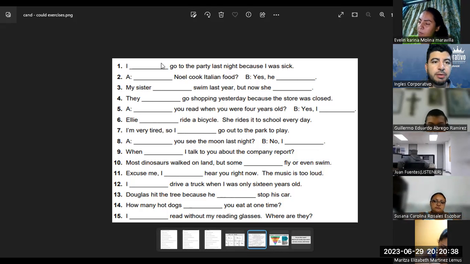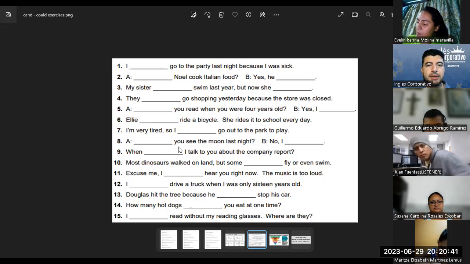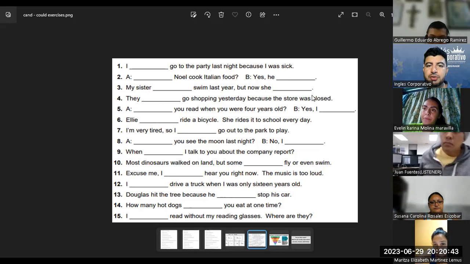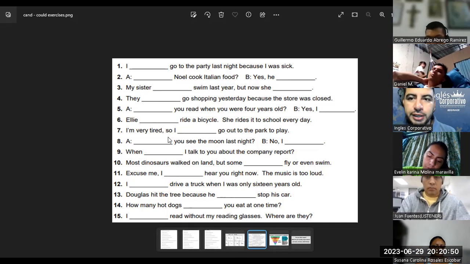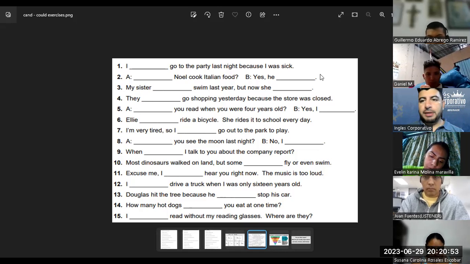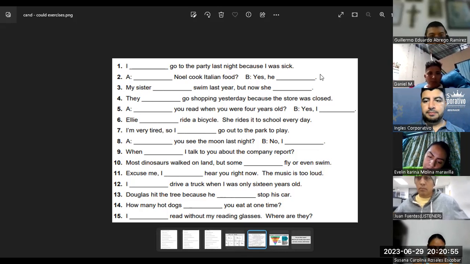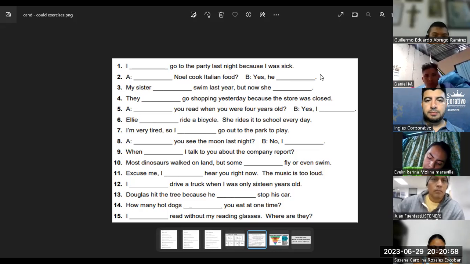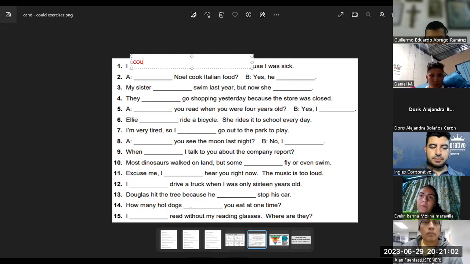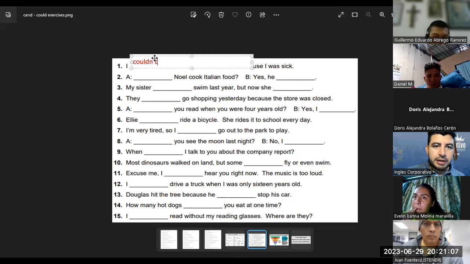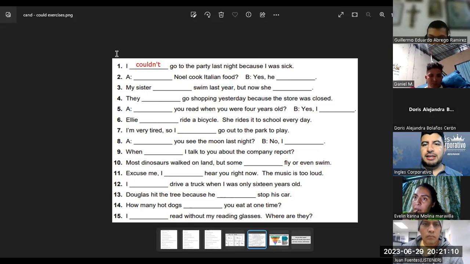Okay, let's listen to some of your opinions about this. Please, I need you to tell me what sentence you want to complete. Here we have Guillermo and Daniel. Okay, Guillermo, please. The number one, I couldn't go to the party last night because I was sick. That's perfect. Couldn't, no pude. I couldn't go. Perfect.